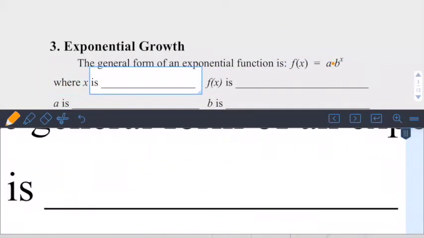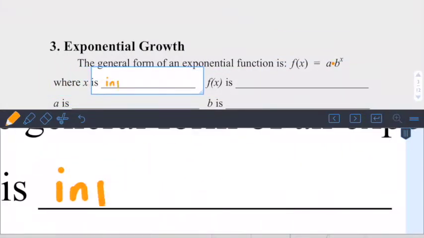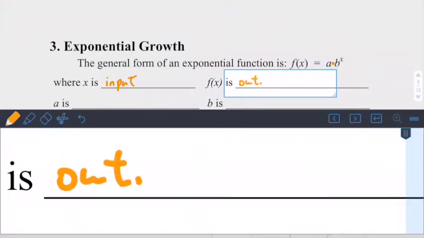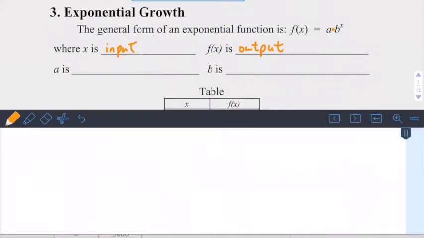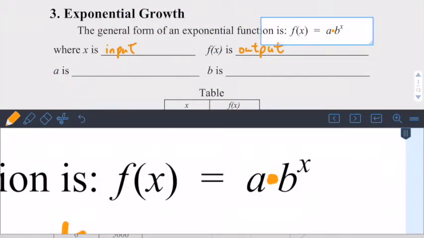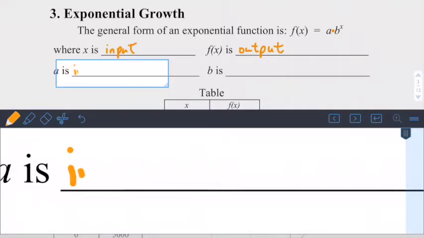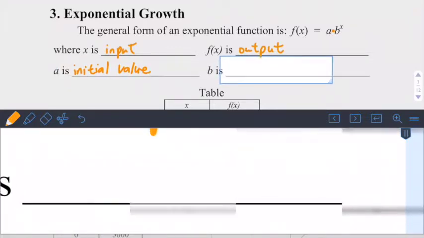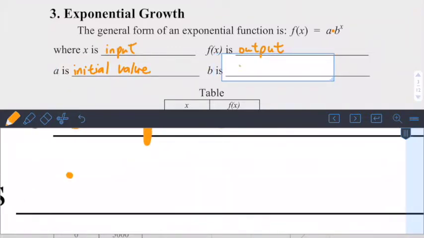So where x is your input, f of x is your output, a is going to be your initial value, or your starting value. I'm going to say initial. Okay, and b is your growth factor.